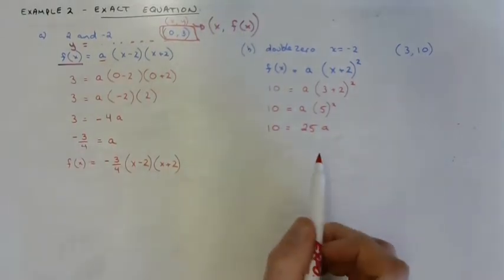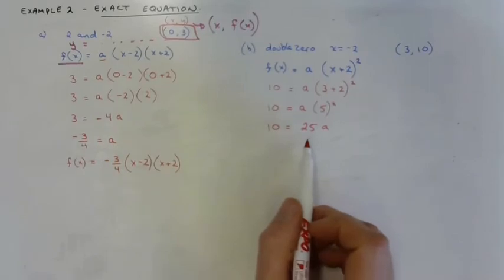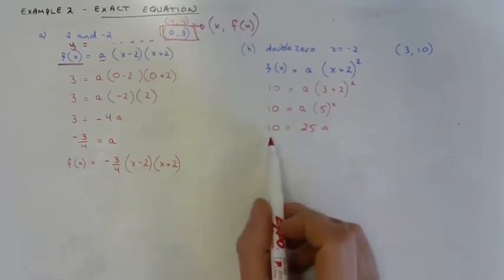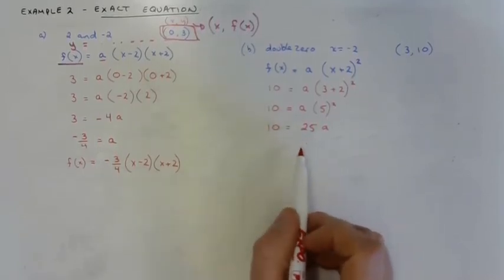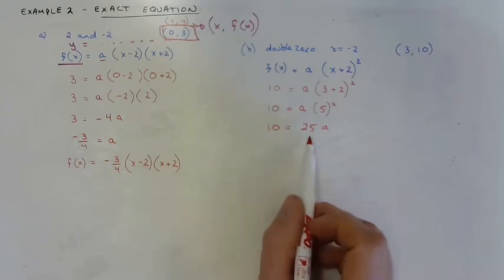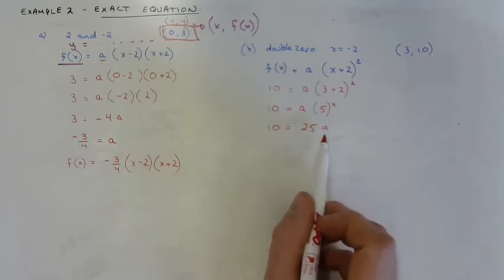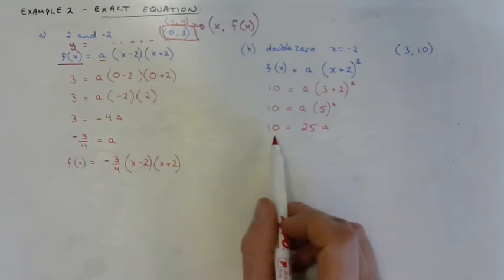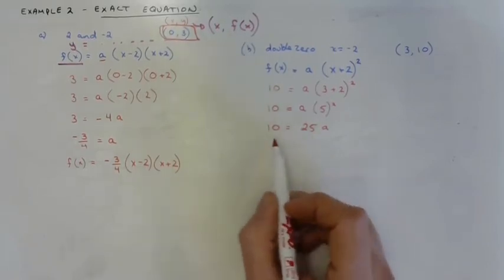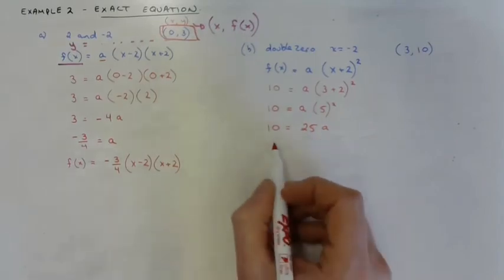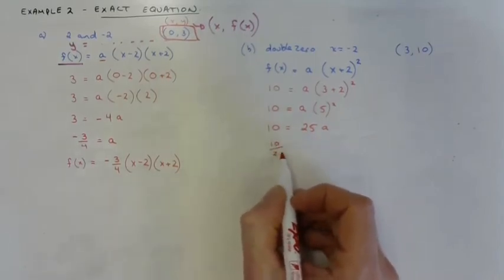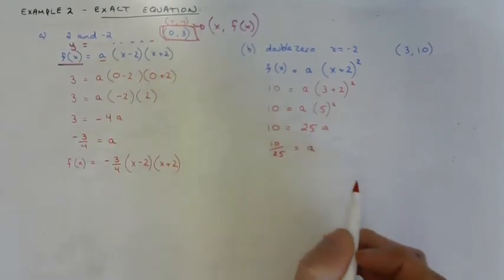Here's one big mistake that people often make. They say, oh, 25 is bigger than 10, so a is probably 10 over 25. Or you mix it up, or you say 25 is bigger than 10, so a must be 25 over 10, 2.5. That's wrong. You have to divide both sides by 25. So you have 10 over 25 equals a.